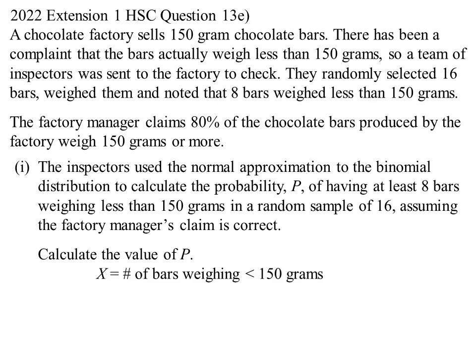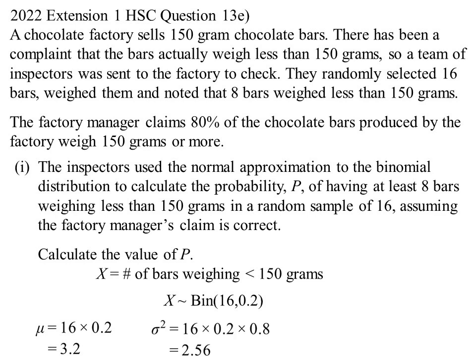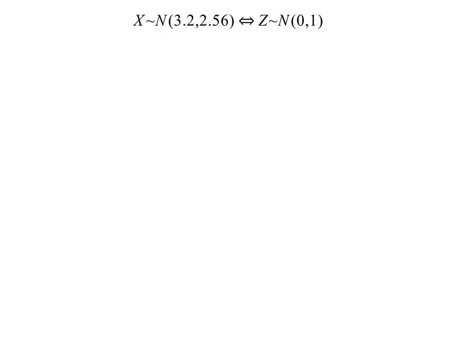So X is going to represent the number of bars that weigh less than 150 grams. It's binomially distributed. 16 bars is how many we're pulling out. The probability of it being less than 150, according to the manager, is 20% or 0.2. That's the data we're going to use, and we're going to see whether you're telling me the truth. So the average, n times p, will be 3.2. The variance is 2.56. So we're now going to say it's normally distributed with those pieces of data. We want to turn that into the standard normal distribution.